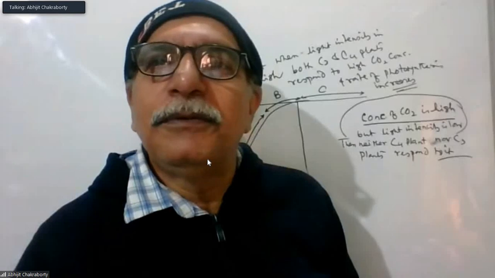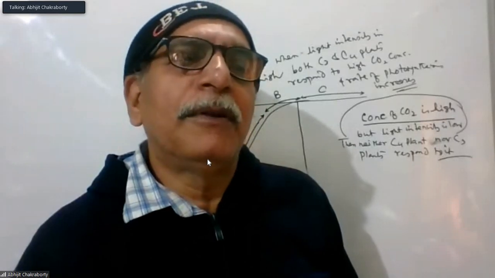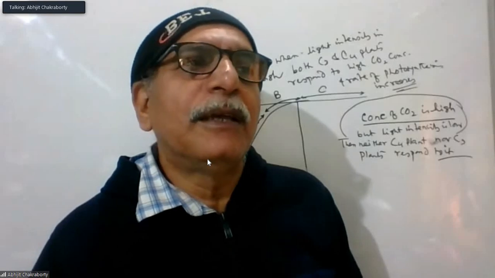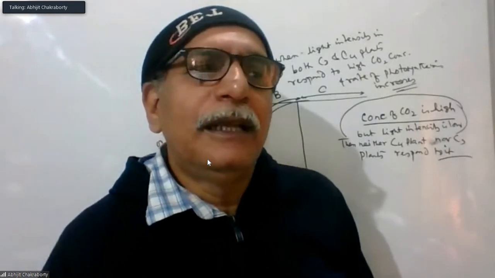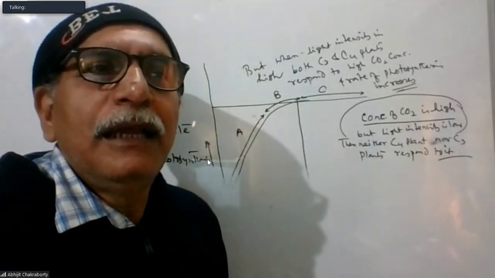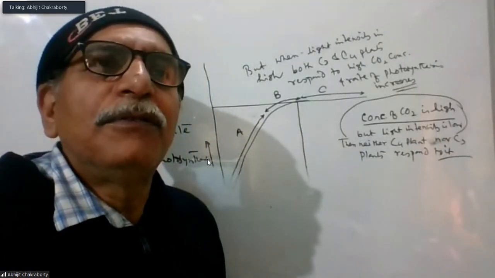Whenever a process is controlled by a number of factors, then this process is ultimately controlled by the lowest factor. Actually, the lowest factor means sometimes it is light, sometimes it is carbon dioxide. And how it is going to control, you can go through it in detail.